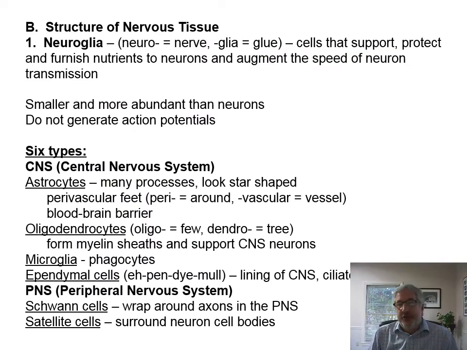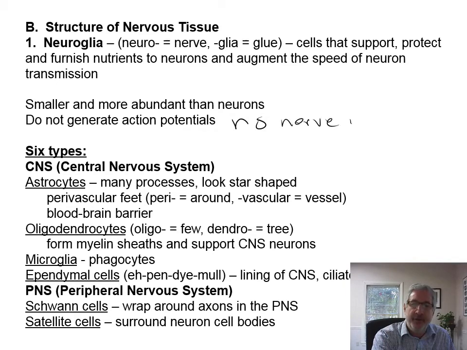Okay, next slide. So, structure of nervous tissue: you have neuroglia, which are cells that support, protect, and furnish nutrients to neurons and augment the speed of neuron transmission. They're smaller, and there's lots more of them than there are neurons. They do not generate action potentials, so they make no nerve impulses.